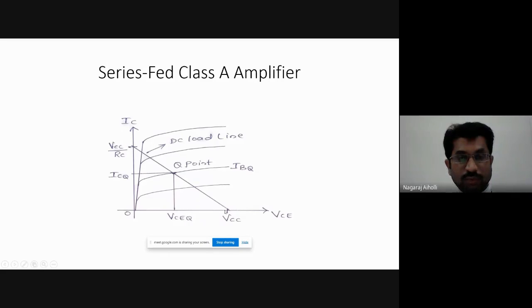If we join these 2 points, one on the y-axis and another on the x-axis, the line joining them is called the DC load line. Wherever this DC load line intersects the base current curve, that is called the Q point. This is the Q point, which is exactly in the middle. We get Q points wherever this load line intersects the other base current curves too, but the Q point exactly in the middle produces larger gain, or larger amplification.